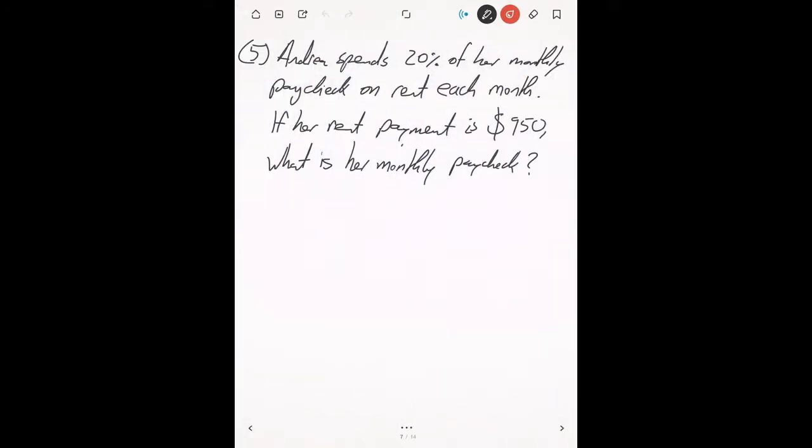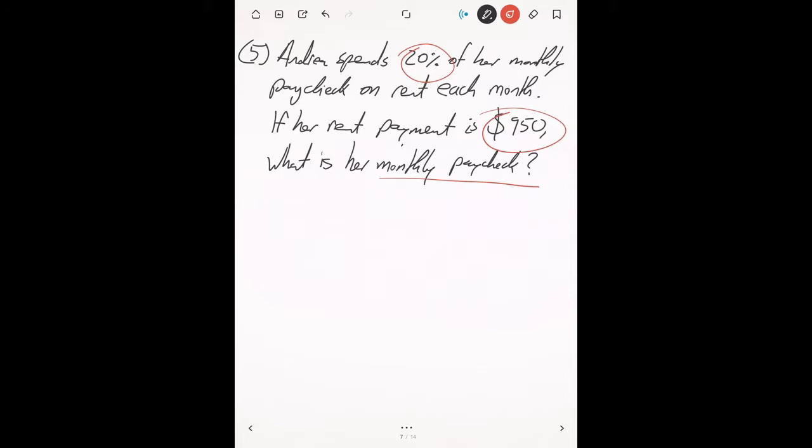All right, let's try another one. Andrea spends 20% of her monthly paycheck on rent each month. So she gets some amount of money, and 20% of it she pays into rent. By the way, that rent payment is $950. So she gets some amount of money, and she takes 20% of that, which is $950. So we're trying to figure out, what is her monthly paycheck? We're trying to figure out how much money she makes in total, where we can take 20% of that and get $950.